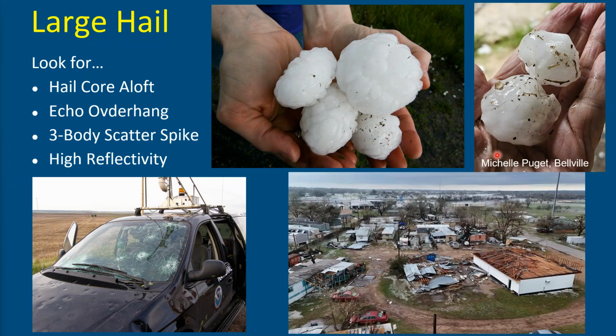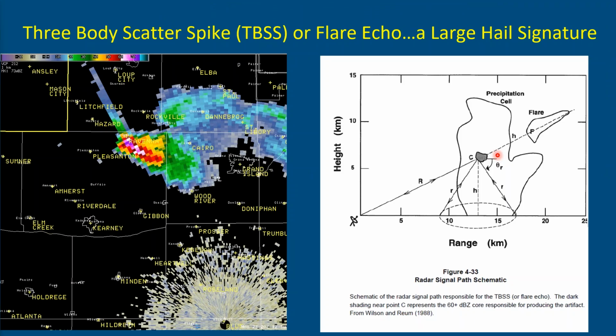We look for some different things that I've mentioned there. We look for the hail core aloft initially. When we see that, and it's going to come down, we try to get that warning out as quickly as we can before the hail actually gets to the ground. We look for an echo overhang, a little typo there, something called a three-body scatter spike, and high reflectivity from the large hail. So let me just show you some examples.